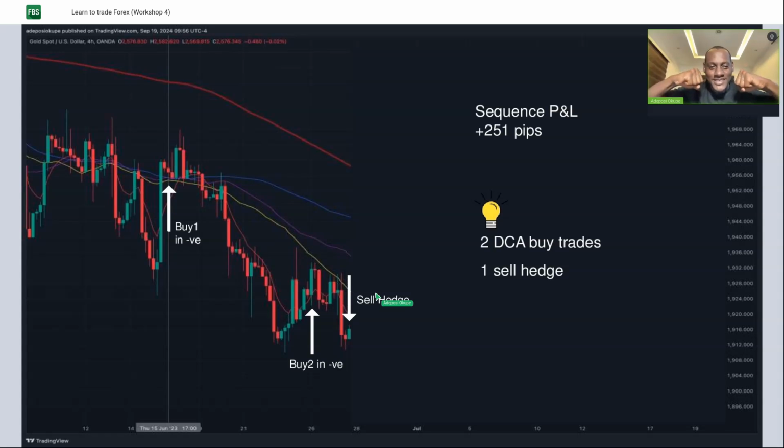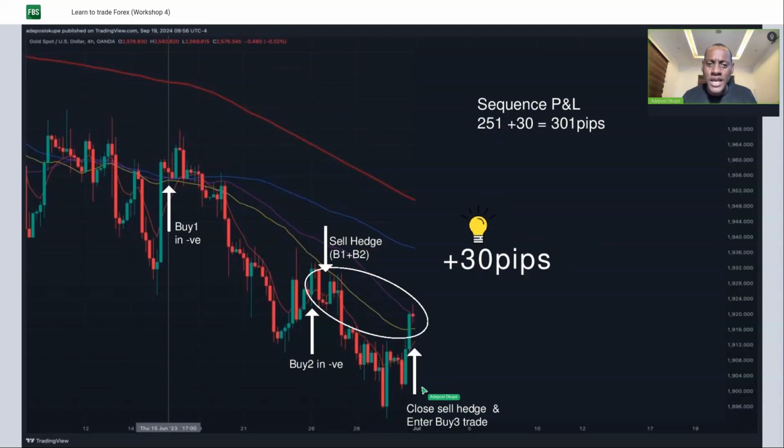Are you guys getting this? This will change how you trade. No matter how the price wants to go down, it's not your business. We'll follow it down. We'll follow the trend down until we get another crossover. Can you see that? So when we got this crossover, we closed the buy, the sell hedge for 30 pips.